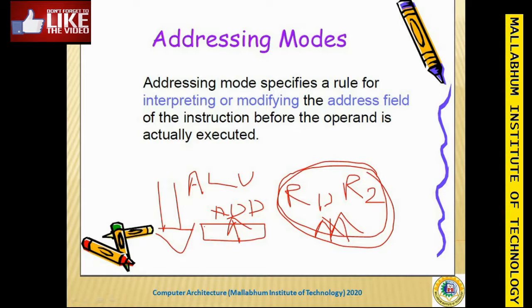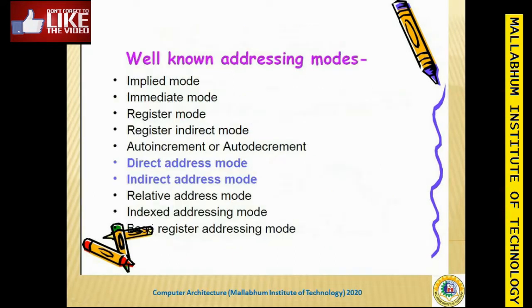Now the first addressing mode we want to discuss. These are the different types of addressing modes, you will know one by one. That means implied addressing mode, immediate addressing mode, register addressing mode, register indirect addressing mode, auto increment, auto decrement, direct addressing mode, indirect addressing mode, relative addressing mode, index addressing mode, base register addressing mode. Okay, so these are the different types of addressing modes available for a machine. So the first one is your implied or inherent addressing mode.